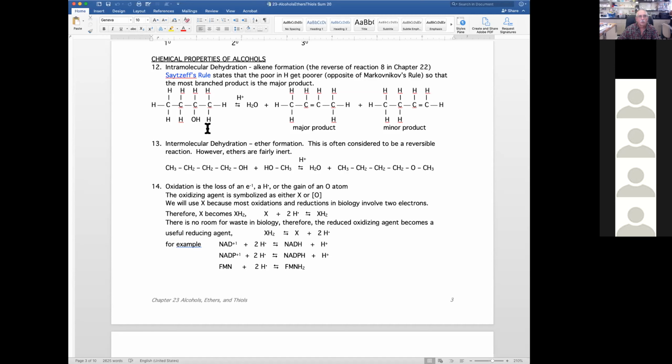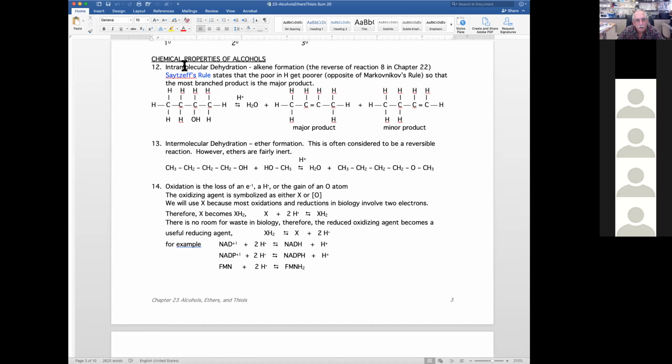So which one is poorer here? This carbon right here has 2 hydrogens. This carbon right here has 3. So this carbon is the poorest in terms of hydrogen, so it's going to get poorer. And that's why we get that as our major product. Okay.